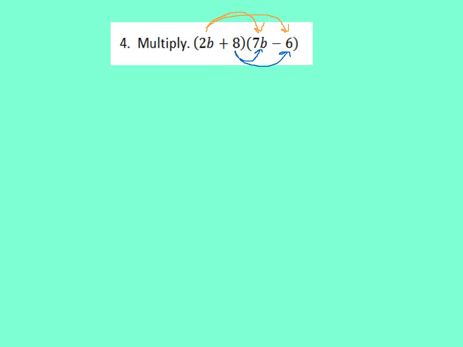2b times 7b. Well, 2 times 7 is 14, and b times b, they both have little 1s here, so when I add the 1s, I get b squared. Now I have 2b times negative 6. Negative 6 times 2 is negative 12b. Now I move on to that second half. I'm multiplying 8 times 7b. 8 times 7 gets me 56, a positive 56b. And then 8 times negative 6 is negative 48.